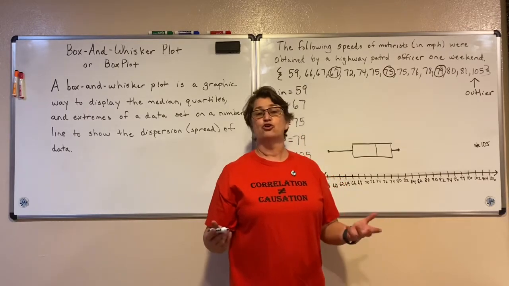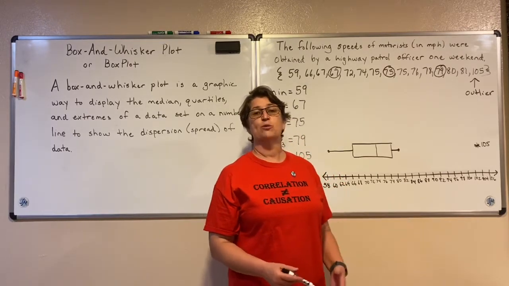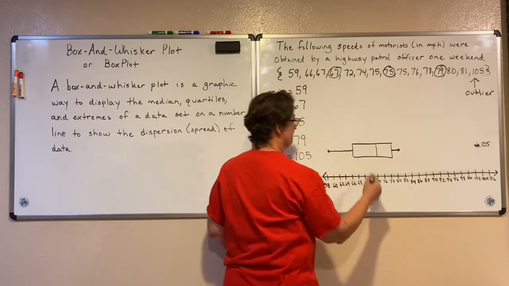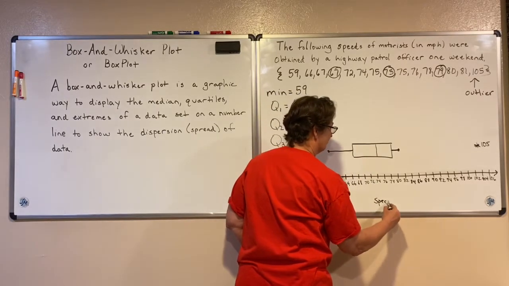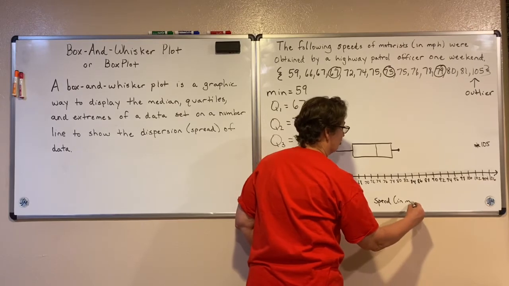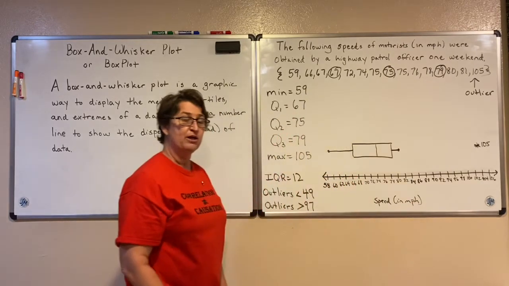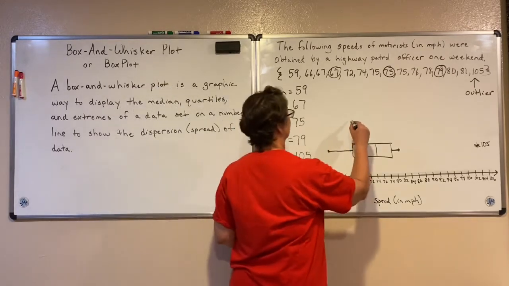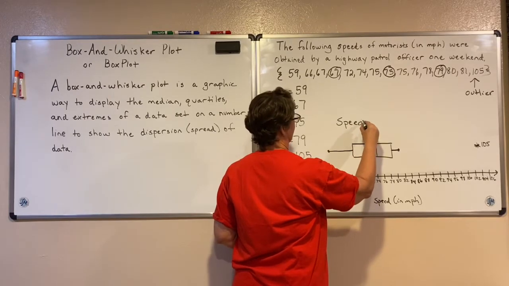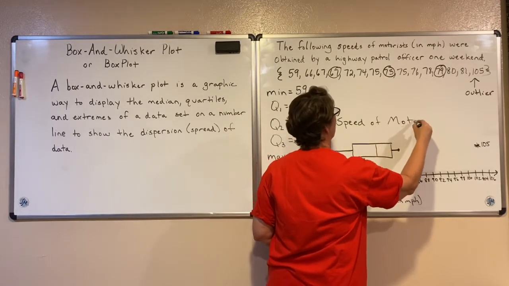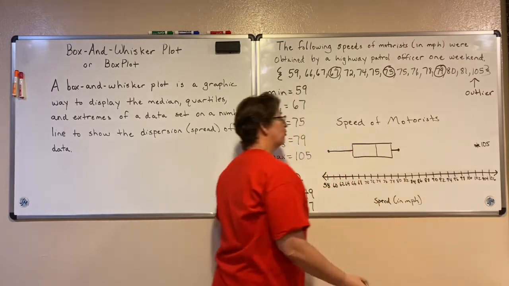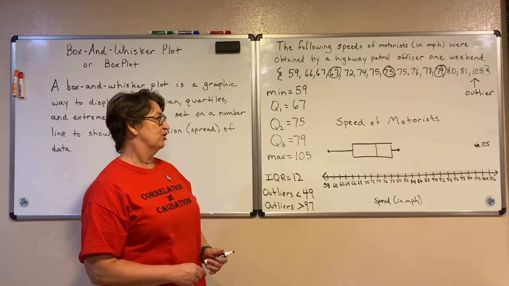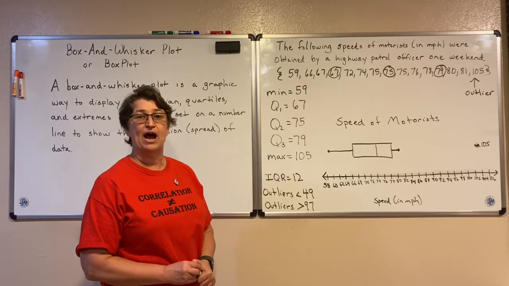Then, like all other good graphics, my box and whisker plot needs to have labels and a title. So down here, these numbers were the speed in miles per hour. So I just need to let my reader know that this was the speed in miles per hour. And then I need to have a title on my box and whisker plot. So in this case, it was the speed of motorists or something to that effect. So there we have created a box and whisker plot of those speeds. And it just shows us how spread out our data is.